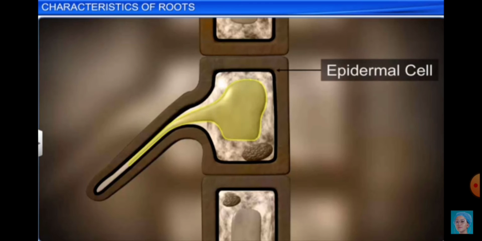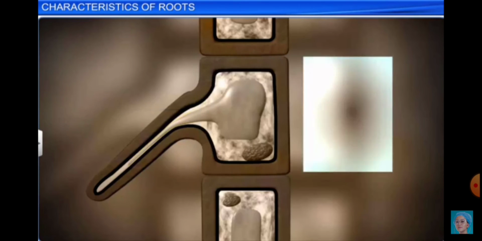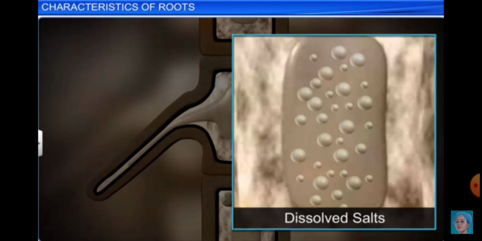Inside the cell sap, which is the vacuole, there is a high concentration of the salts and minerals dissolved in it. As a result, the cell sap will act as the hypertonic medium.